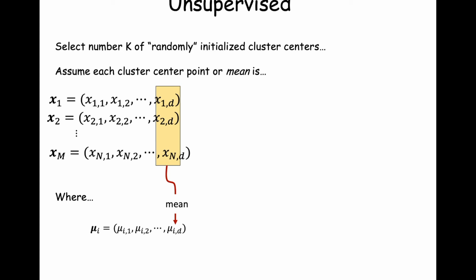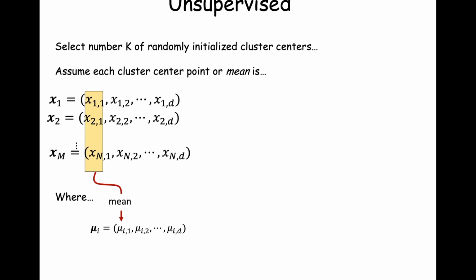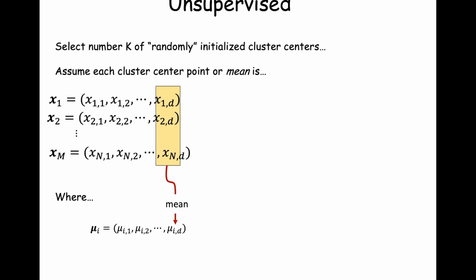And so here we have mu i1 is the mean of the first feature for each point in the ith cluster. Mu i2 is the mean of the second feature for each point in the ith cluster. And mu iD is the mean of the dth feature for each point in the cluster. And so that's how we compute it.